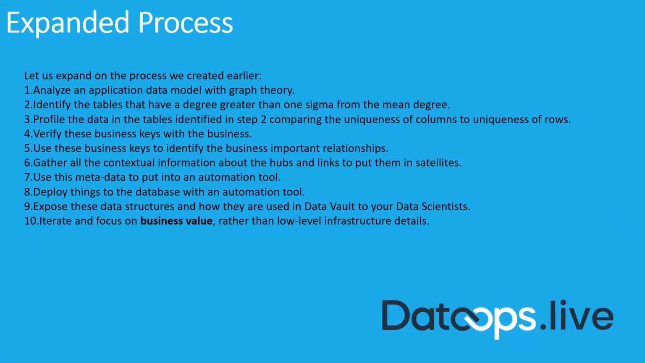Okay, so now we're going to expand the process. I think we got up to step 7 before, but now we're going to add a few more steps here. We're going to deploy things to the database with an automation tool. We're going to expose these data structures, how they're used in Data Vault, to your data scientists, and allow them to use things there. And then iterate and focus on business value rather than all the low-level infrastructure details, because focusing on business value, that is going to be the thing that we need to do. Now, I want to mention this.